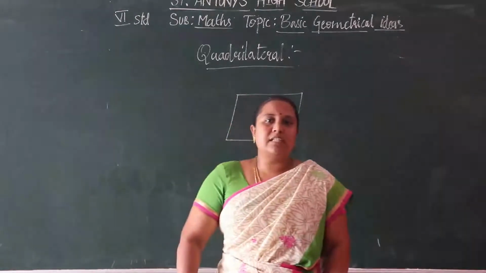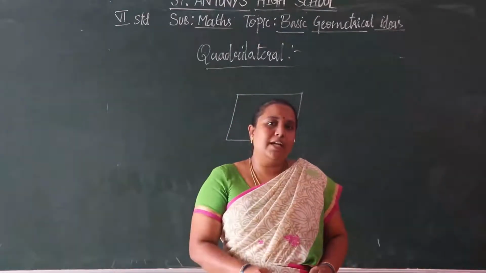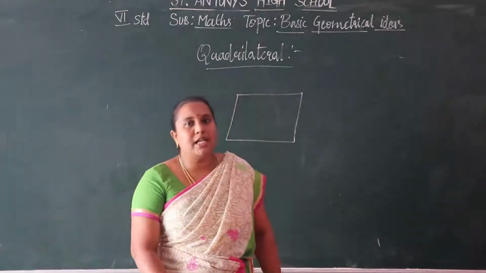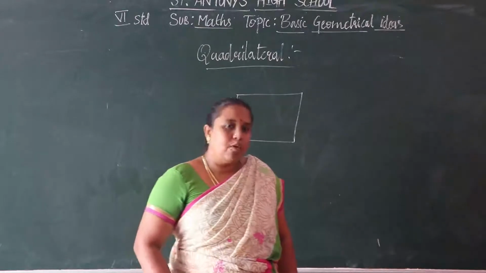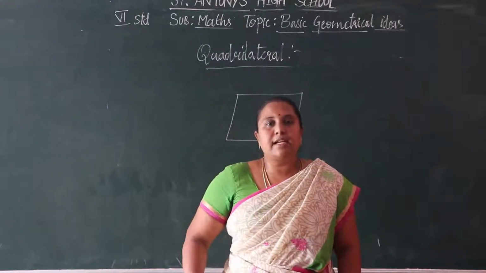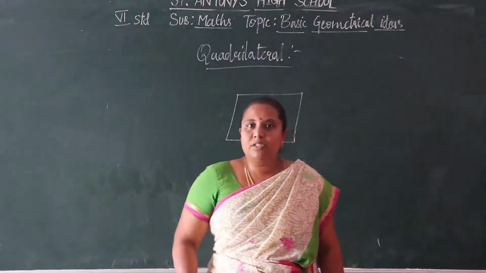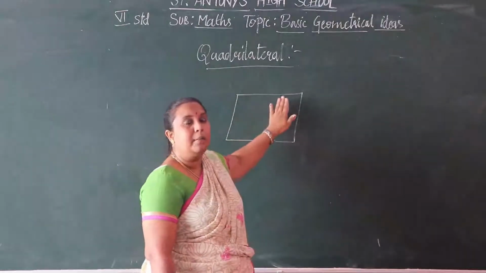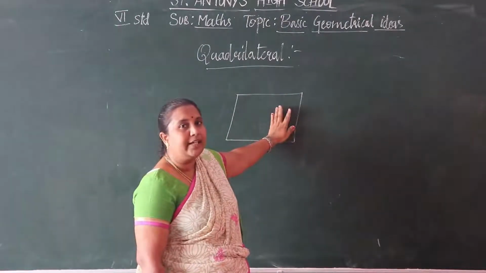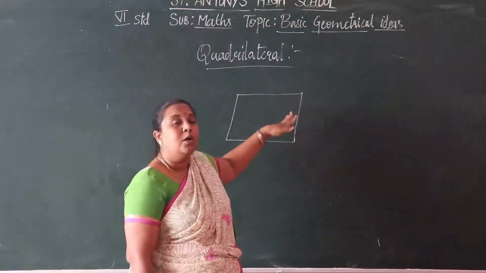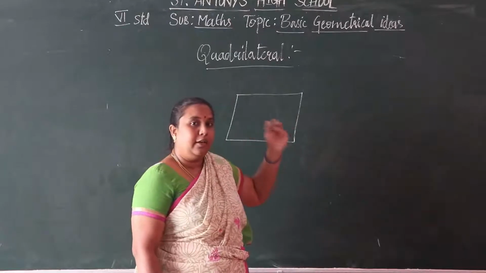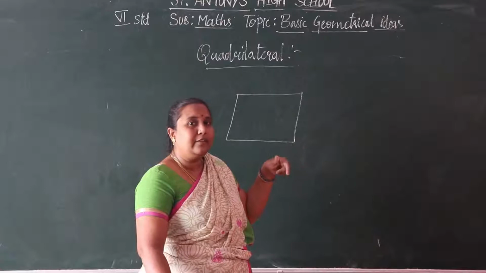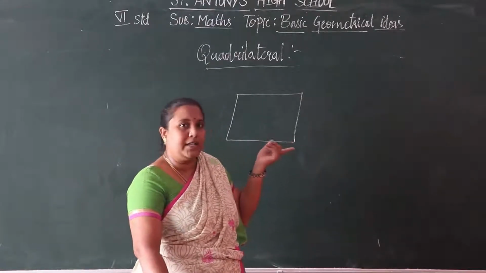Any four-sided plane figure, we can say it is a quadrilateral. Children, see here, quadrilateral is a polygon and a four-sided closed figure. If you can see any places, any four-sided figure, think it is a quadrilateral.